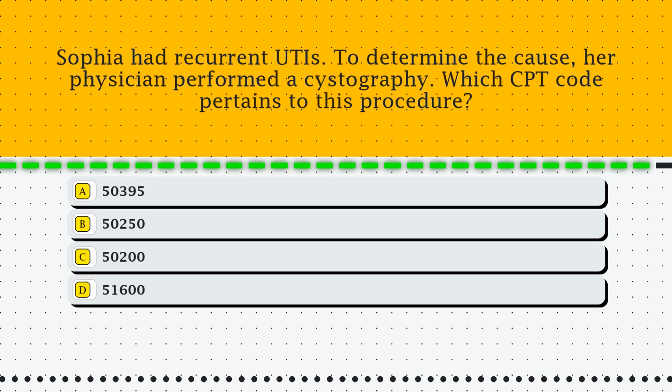Question 278. Sophia had recurrent UTIs. To determine the cause, her physician performed a cystography. Which CPT code pertains to this procedure? Option A, 50,395. Option B, 50,250. Option C, 50,200. Option D, 51,600.